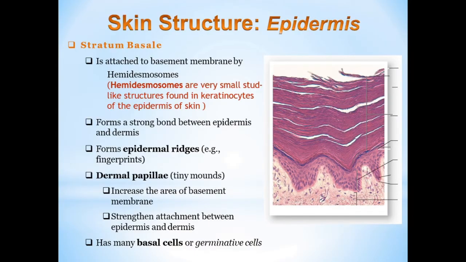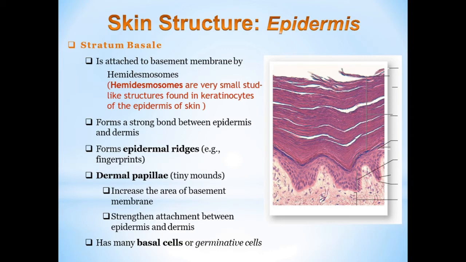The first layer is stratum basale. It is attached to the basement membrane by hemidesmosomes. Here, this is the stratum basale keratinocyte, and these are attached to this basement membrane with the help of the hemidesmosomes. Hemidesmosomes are very small stud-like structures found in keratinocytes of the epidermis of the skin. This stratum basale forms a strong bond between the epidermis and the dermis.